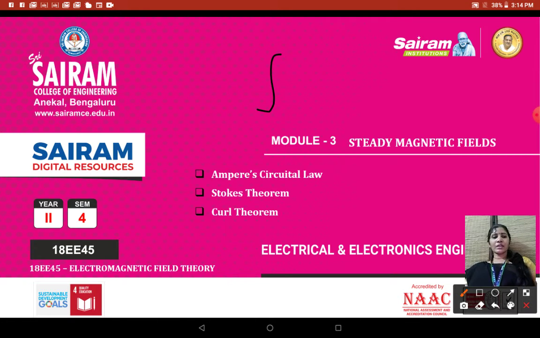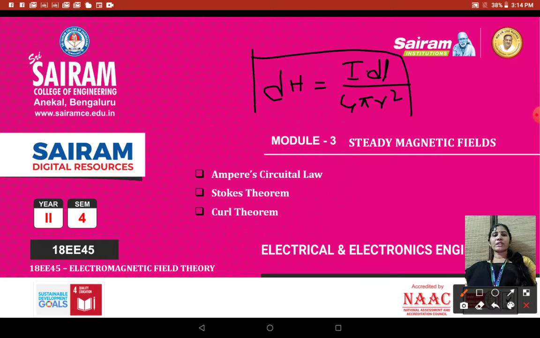Biot-Savart's law states that the differential magnetic field intensity is directly proportional to the current element and inversely proportional to the square of the distance between them. So that is the Biot-Savart's law. From this we can arrive at Ampere's circuital law, where solving the problem by using Ampere's circuital law will give a better result when compared to the other analysis. This law can also be called Ampere's work law.